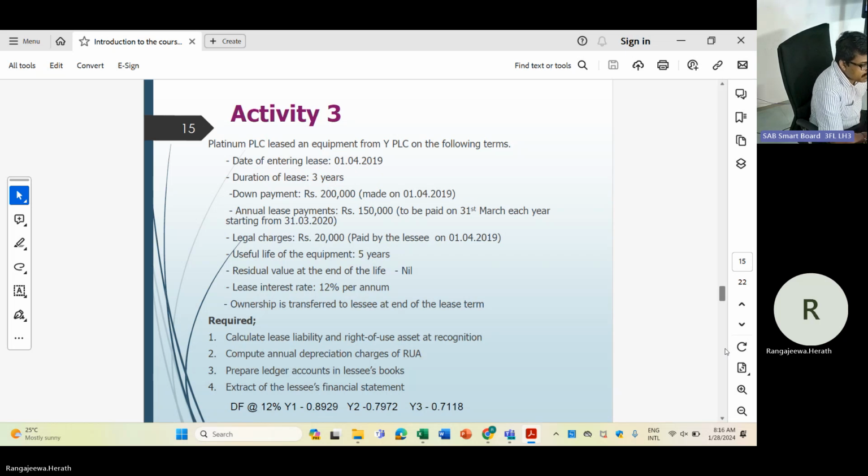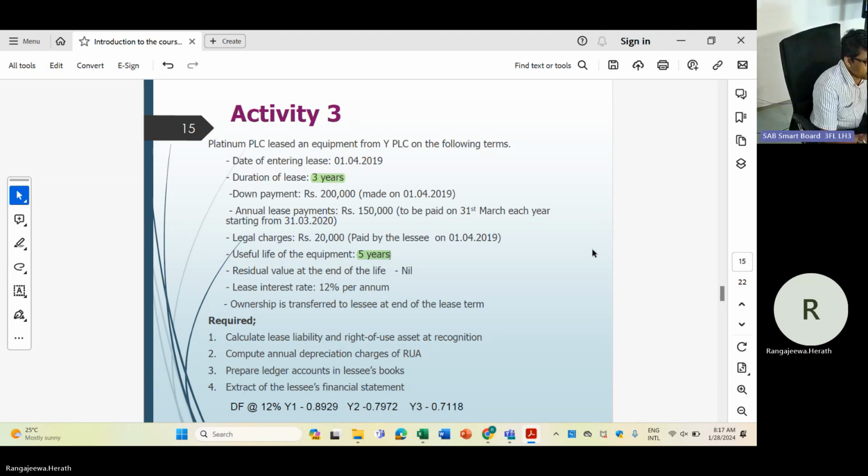So initially we pay the down payment of 200,000. Then lease payments of 150,000. Legal charges, that is the initial direct cost paid by the lessee at the beginning of the lease, 1st April 2019. Useful life of the equipment 5 years. Lease term 3 years. Now we have lease term 3 years and useful life 5 years, not the same. Then we have to decide whether we are going to depreciate over 3 years or 5 years.